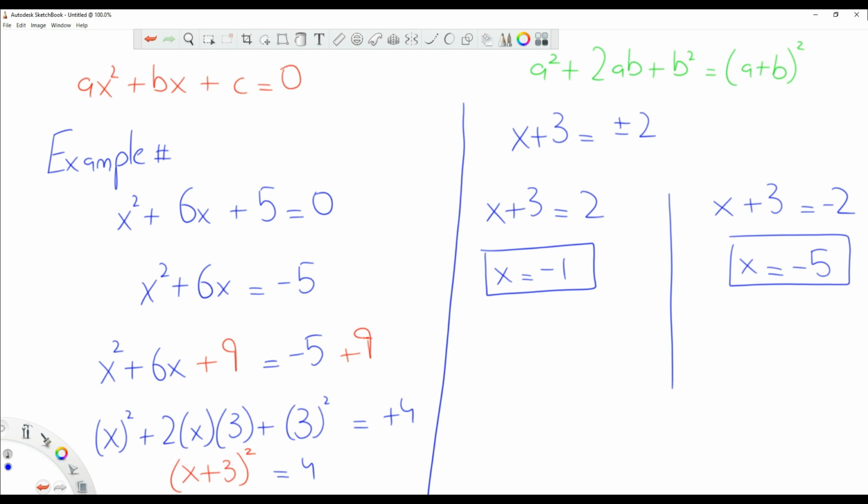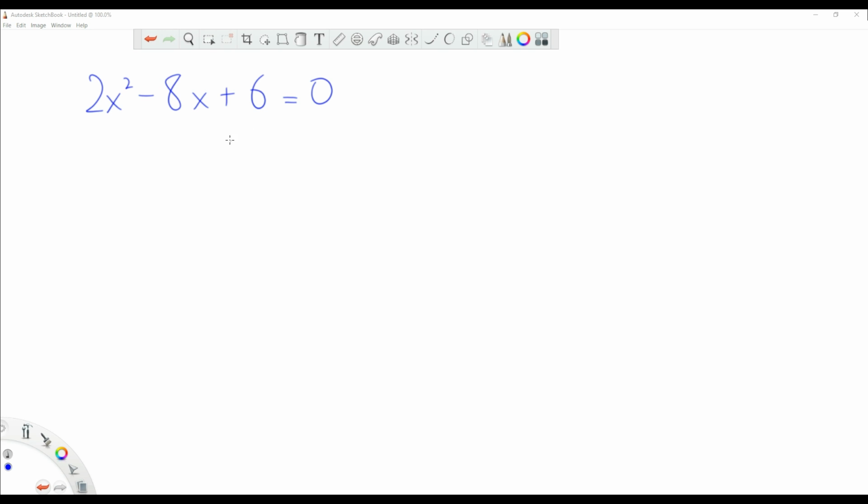But this was the situation in which a was equal to 1. There can be a situation when a is not equal to 1, so let's just discuss that example. Here is the next example, when a is not equal to 1, it is equal to 2. Firstly, I have to make sure that a becomes 1. For that purpose I'm just going to divide by 2 on both sides. So the equation will become x squared, plus 4x, and 6 divided by 2 will be 3. So I got this equation.